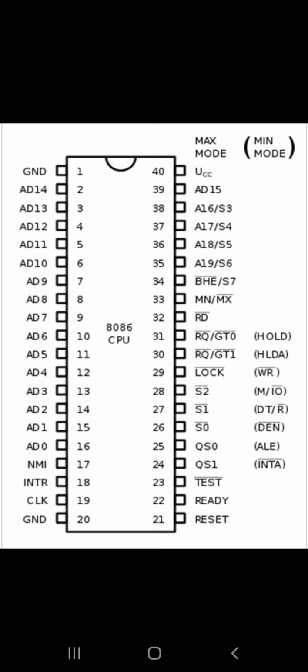Now the next pin that I want to discuss is the BHE bar pin. So it is an active low pin because it is having a bar on it, right?